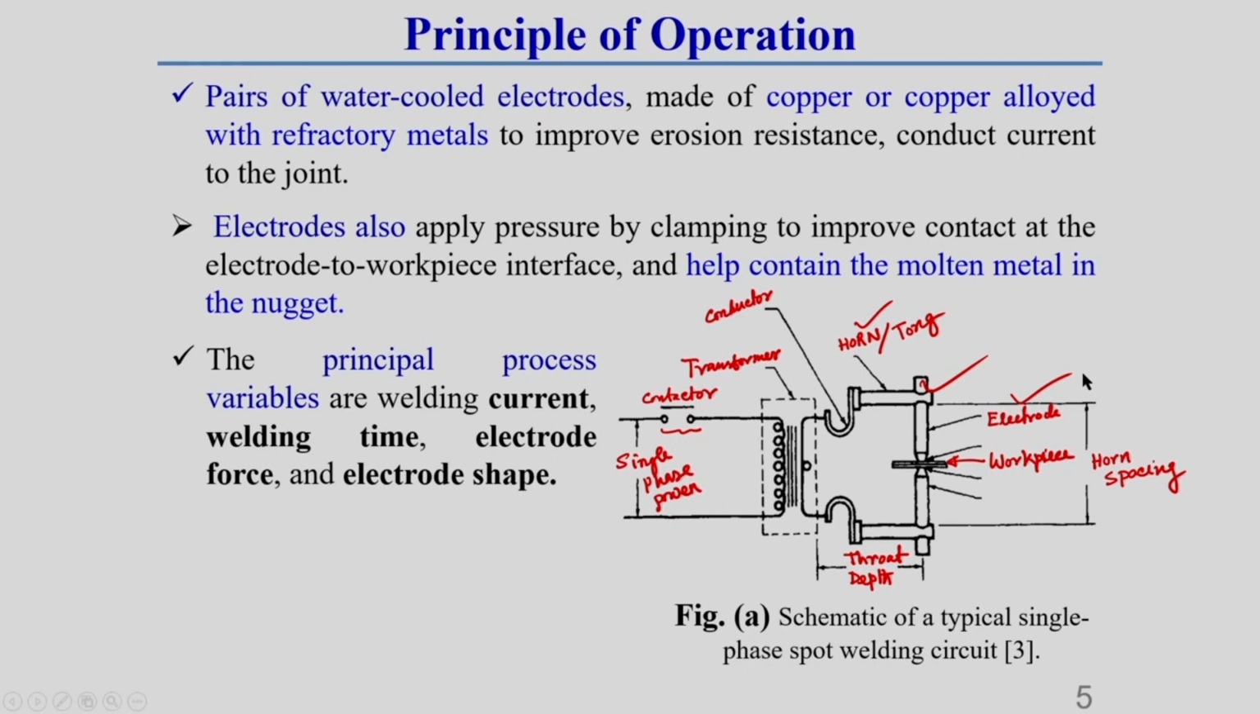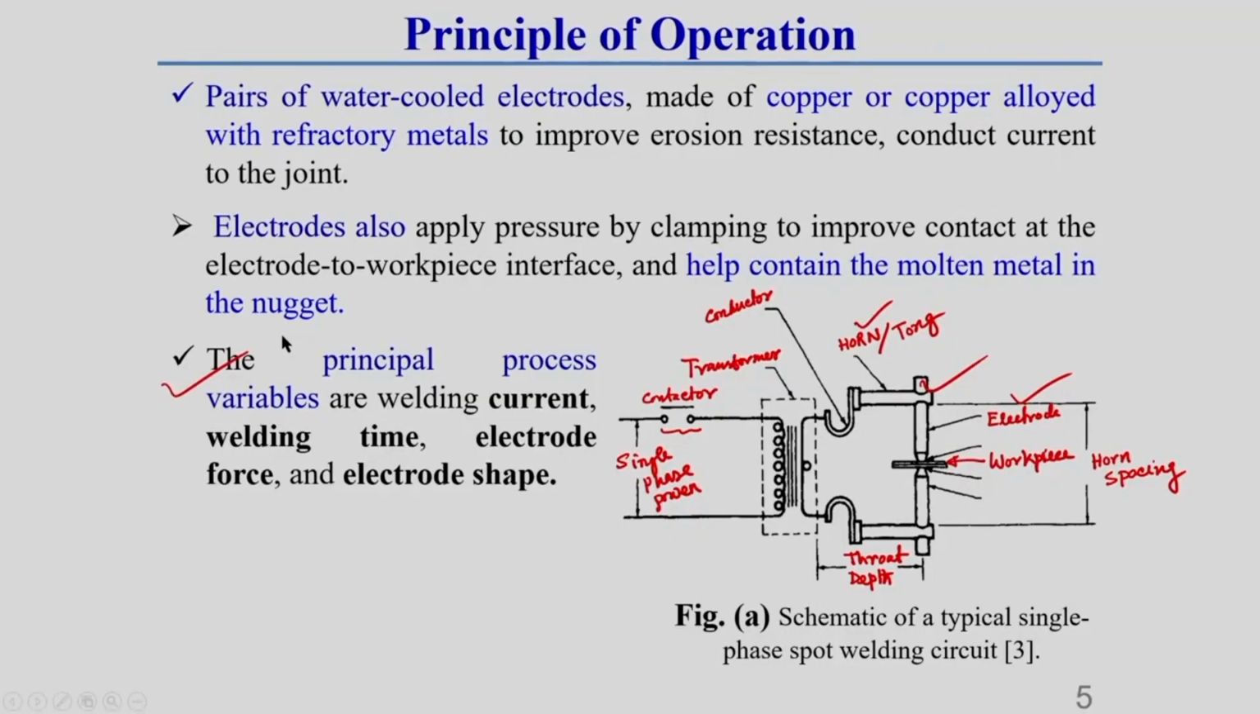Now, here the electrode also applies pressure by clamping to improve the contact at the electrode to workpiece interface. This you should keep in mind, and it has a very important function also. Due to this pressure between these two workpieces, it helps contain the molten metal in the nugget, because what happens is, due to the resistance between these two contact surfaces, there is a chance of metal melting, because this resistance spot welding process is also a welding process where the material temperature goes beyond its melting point temperature. It is also a fusion type of welding process. These things you should keep in mind.